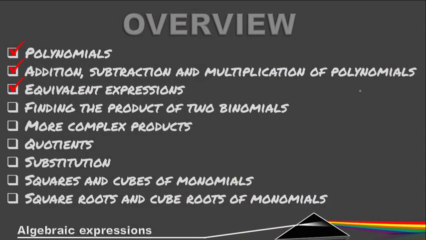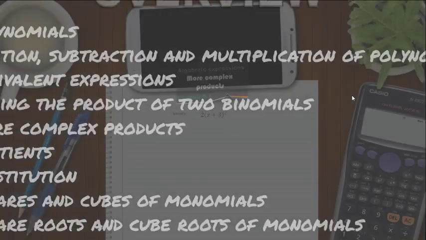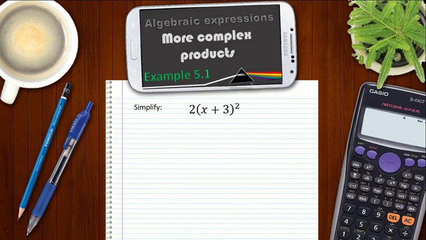Okay, so that was then finding the product of two binomials. Let's look at a few more complex products. Now in this case, this is what we've just been doing, squaring that. So now we just see there's a 2 in front. So what I'm going to do is first square this out, but then the 2 still needs to be there. So I'm going to just keep the 2 there.